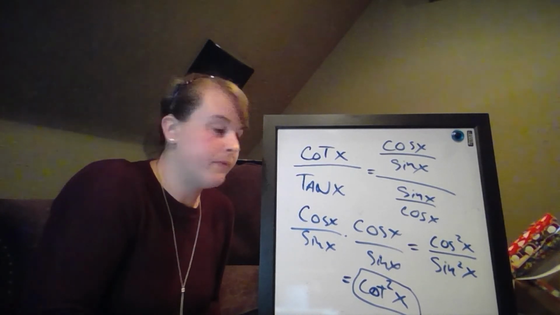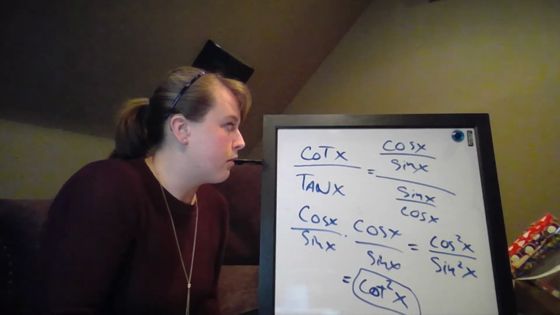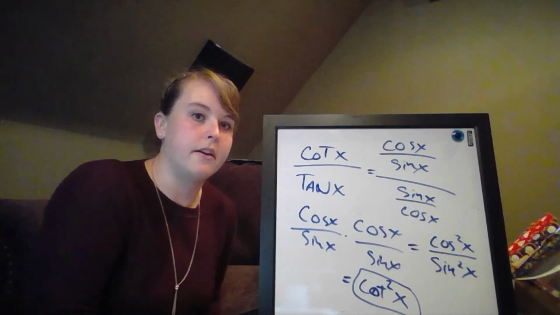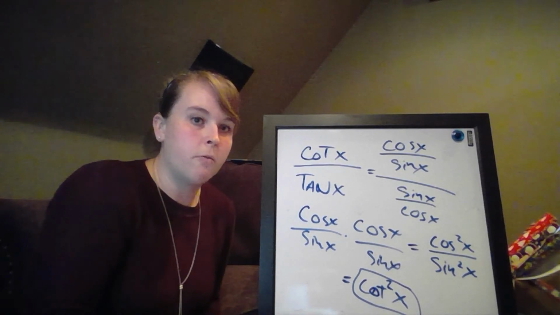So there's another problem using our quotient identities instead of Pythagorean identities. Hopefully this was helpful.